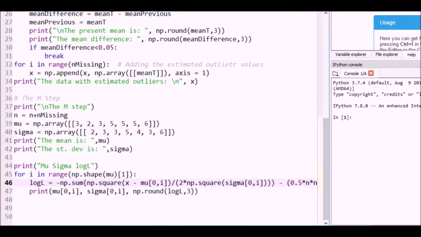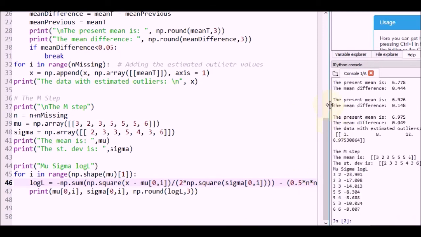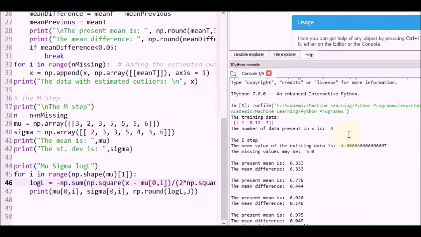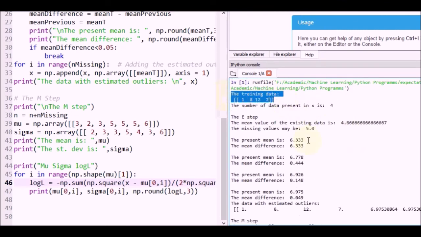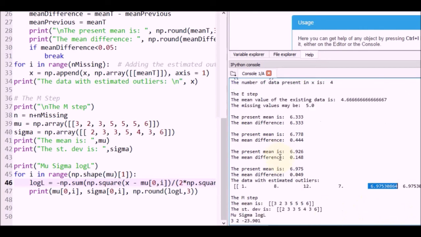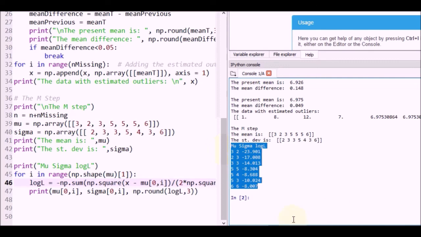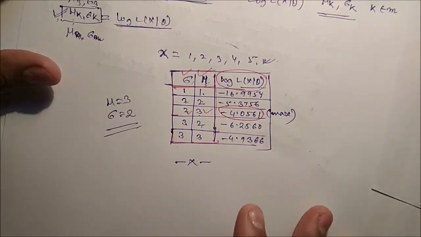If you run it, you can see this is our training data, four data with 2 missing values. Here is each step, where we have calculated the present mean and the next mean, and the mean difference is 0.04, less than 0.5. And these are our identified missing values. Next is the M step. For each and every combination we calculated the log L, and we have seen this is our minimum value. This is just for example. Thank you very much.